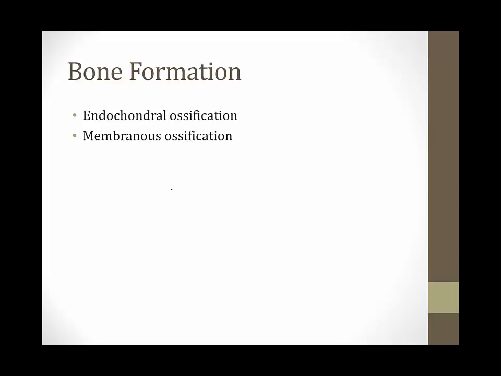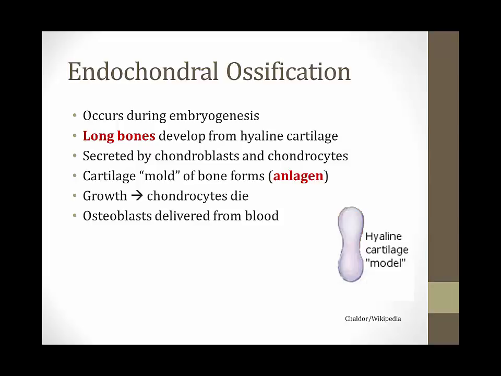Now let's talk about how bone forms in utero. When a baby is born, that baby has long bones and flat bones and other bones. So how did those bones get there? There are two major ways by which this occurs in utero. The first one is called endochondral ossification, and the second one is membranous ossification. Endochondral ossification occurs during embryogenesis.